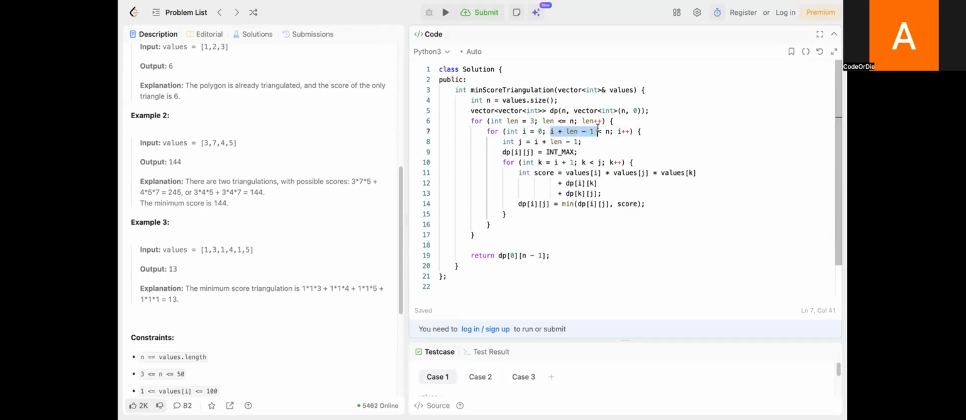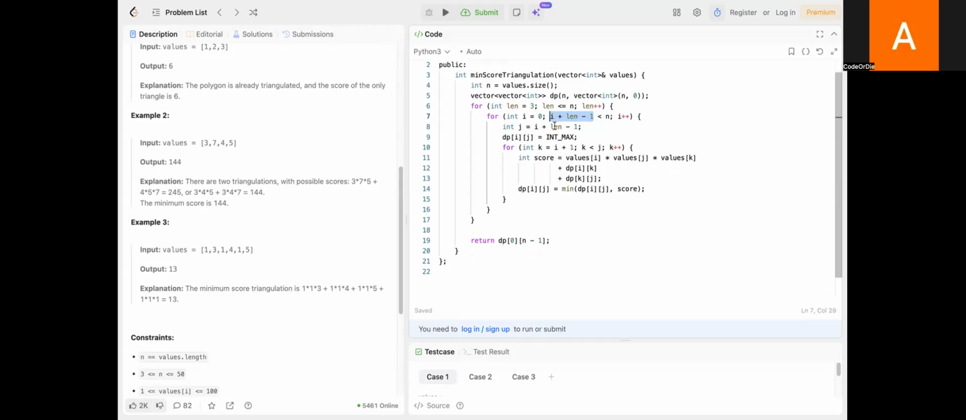So 0 plus 3 minus 1, 2, and this must be less than n. And this is your endpoint, which is i plus len minus 1, and dp of i, j is equal to INT_MAX. So I have initialized it to the max because I'll have to calculate the minimum. If I already choose it to be 0, then I will always get 0 as my answer. And k goes from i plus 1 to j minus 1. K is the middle thing.